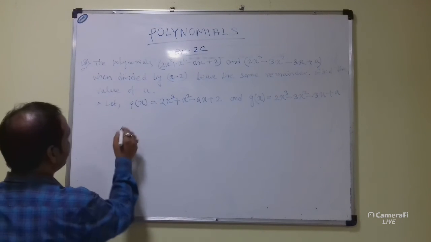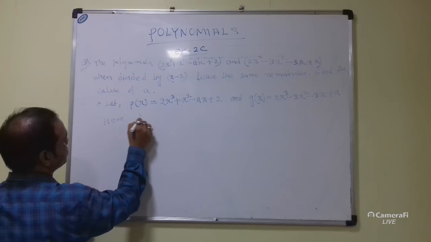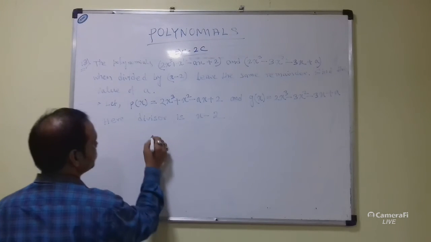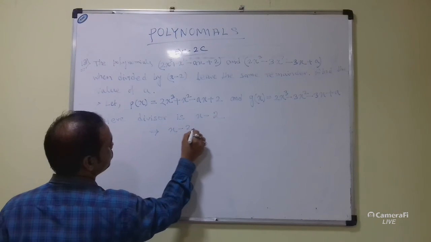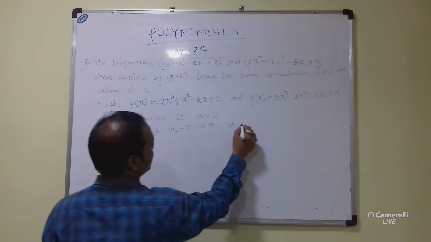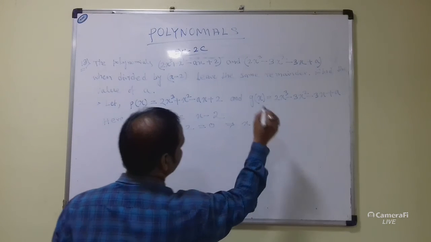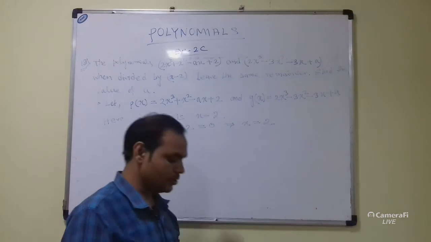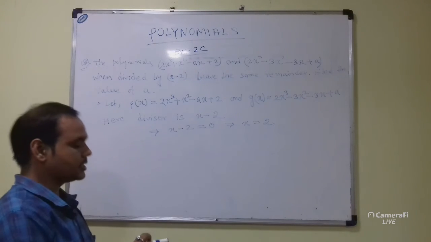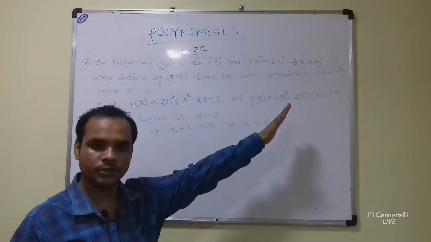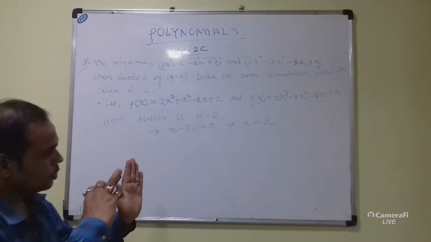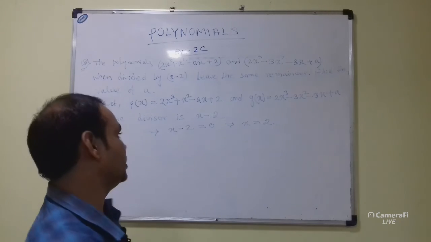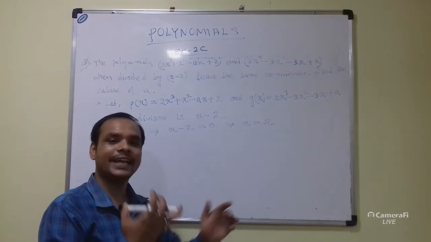So here the divisor is x minus 2. So this implies x minus 2 equals 0, so x equals 2. Now students, after finding the value of x, we have to put the value of x in both the polynomials, and what will we find when we put the value of x? We will get the remainder.